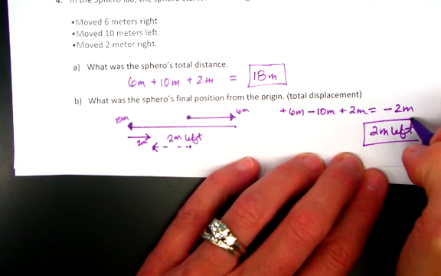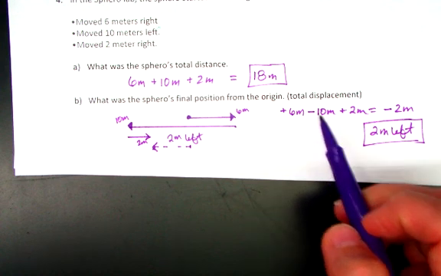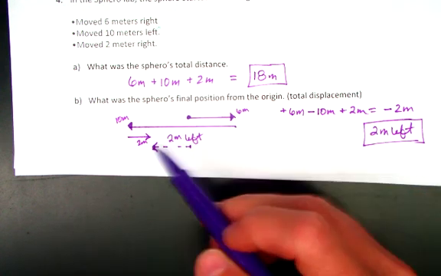That is the final position. So this is why it's important when you're finding displacement to make sure you add positive and negatives for direction, because what we're really doing is we're just adding the vectors together.